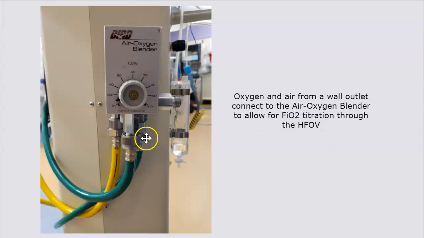Here is our air and oxygen hoses in the back that are coming from the wall at 50 psi. And then we have a valve exhalation right here, which allows for if we are having increased pressures in this blender, and then out to the ventilator to actually pressurize the ventilator.